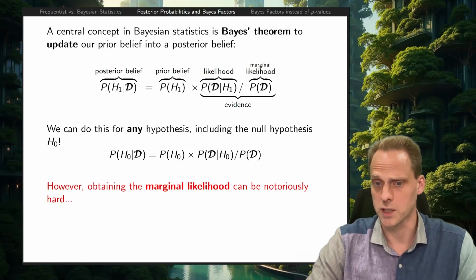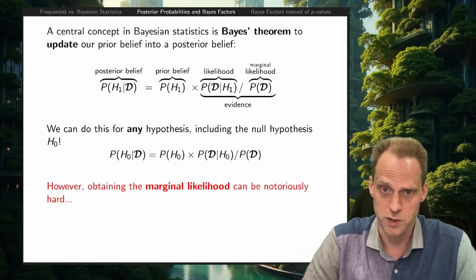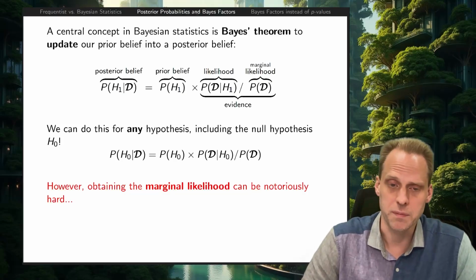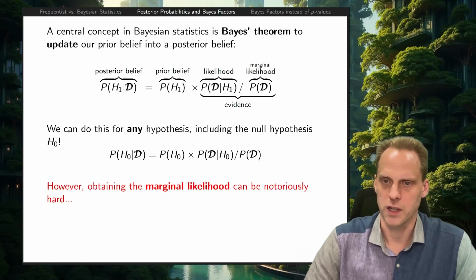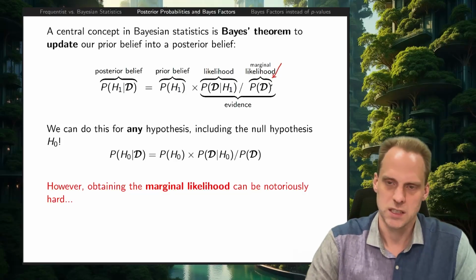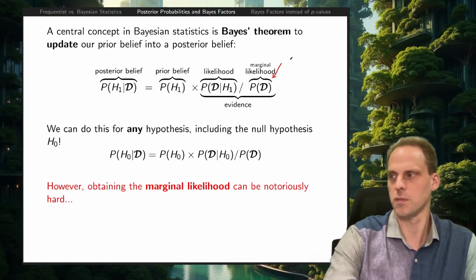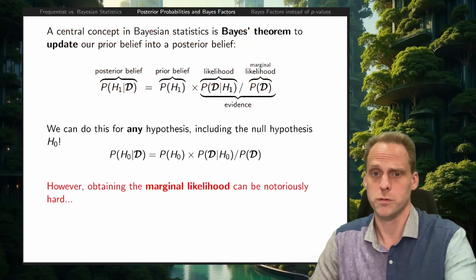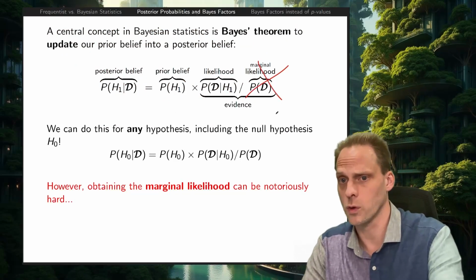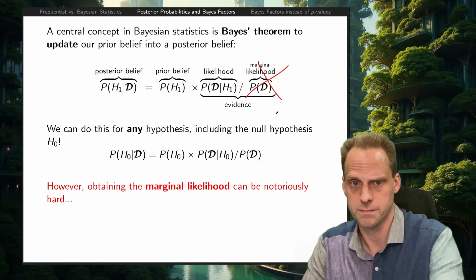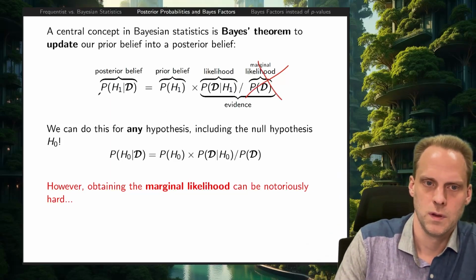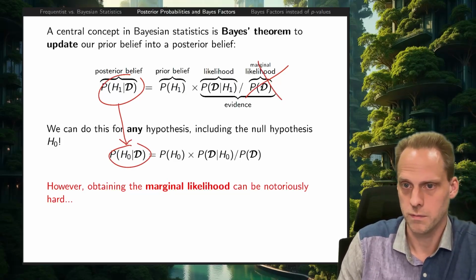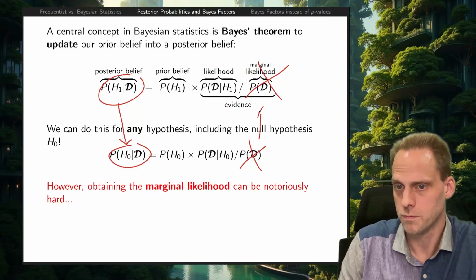However, obtaining this marginal likelihood can be pretty hard. We have to sum over all possible hypotheses, basically. This might include hypotheses that we haven't defined. It can be tricky. It's something in this formula that is hard to do. Luckily, there's a trick that we can do to get rid of this annoying marginal likelihood that we don't want to calculate. The idea is we simply take this and divide it by this. If you do that, this term is in both. That means it cancels out.